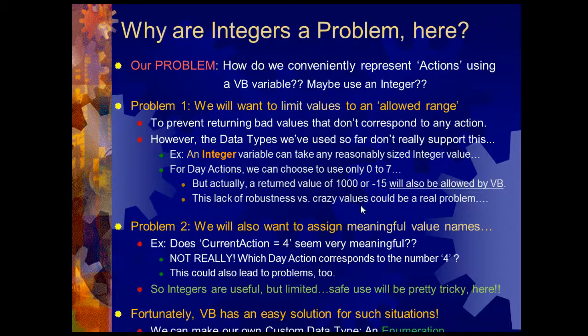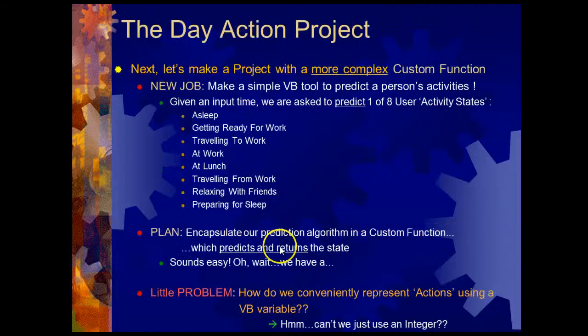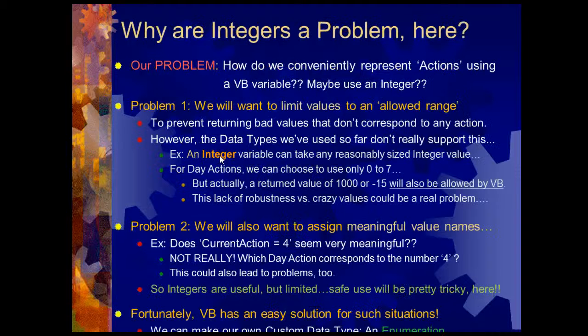We will also want to assign meaningful value names. For example, does current action equals 4 seem very meaningful? Well, it could be, as long as you know what 4 means. If you meant by 4 this one at work, then sure, it's okay. But he wants to make it more clear. Instead of using 4, he wants to have a meaningful name. Otherwise, it's not clear which day action corresponds to the number 4. This could also lead to problems.